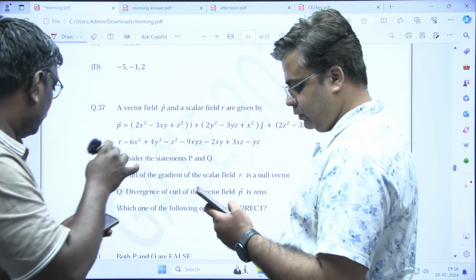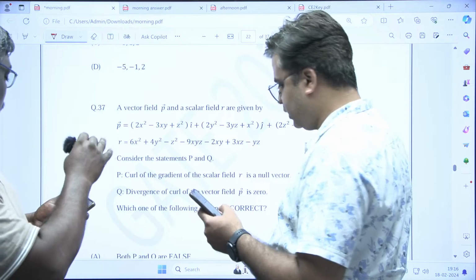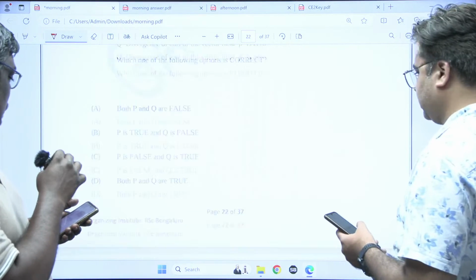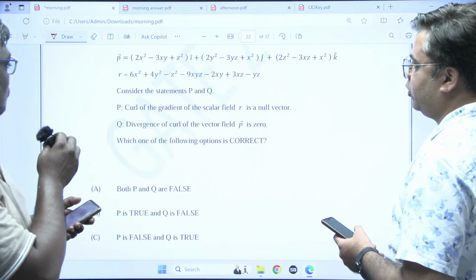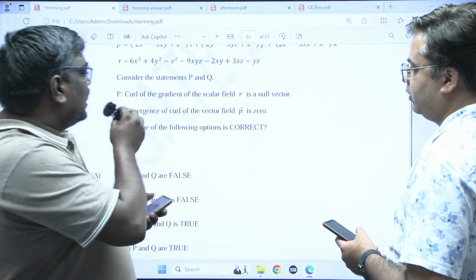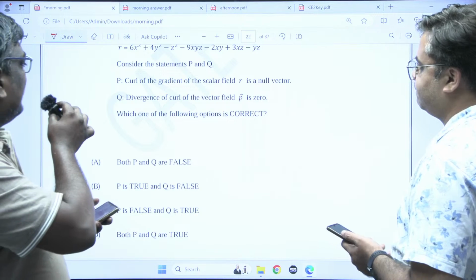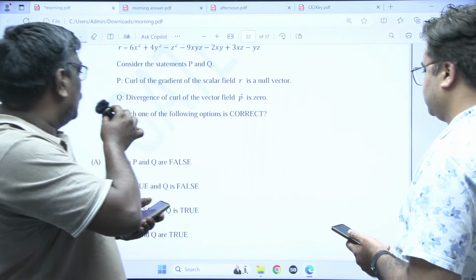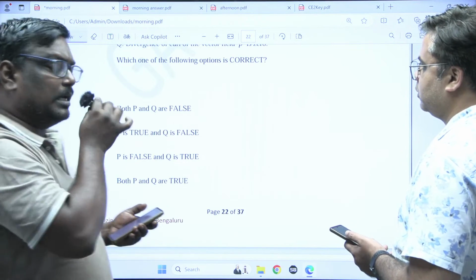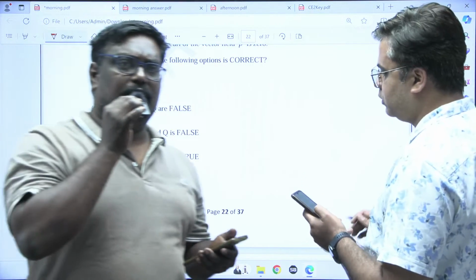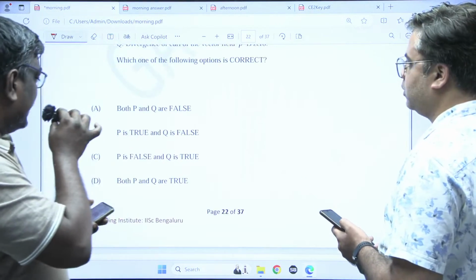Then you have question number 37. Option D. You need to identify the statement. There are two statements, P and Q. See, students, the curl of the gradient of a scalar field R is a null vector. The divergence of the curl of the vector P is 0. Which one of the following statements is correct? If you solve this, you will get the answer as both P and Q statements are true.